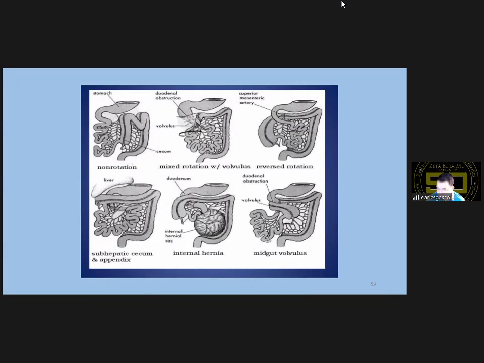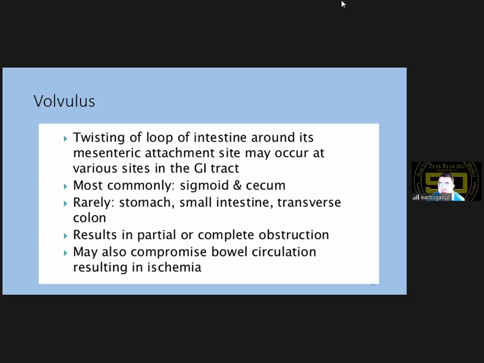We also mentioned volvulus, which refers to a twisting of a loop of intestine around its mesenteric attachment. This may occur in various sites of the GI tract, but most commonly it occurs in the sigmoid and the cecum. Rarely does it happen in the stomach, the small intestine, or the transverse colon. It can result in partial or complete obstruction, or it may lead to ischemia. It may also compromise bowel circulation when it twists around its axis.